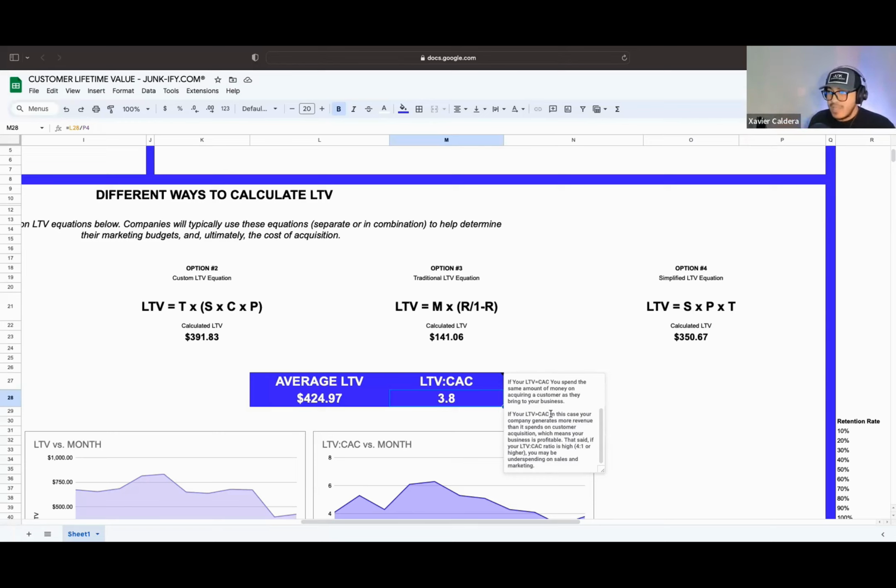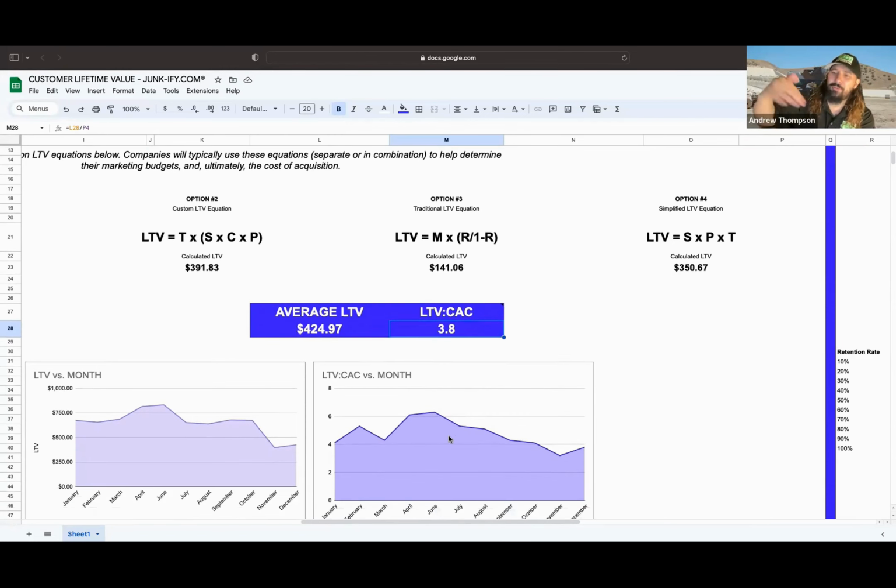Now, if your LTV CAC ratio is super high, let's say 4-to-1 or 5, you might be underspending on sales and marketing. Now you're a very conservative business owner who's like, man, I don't know if I should spend more. I'm good already. Probably you're underspending, which is good if you don't want to grow. But if you want to grow, you have to spend money. There is a quote that I really love from Ben Kennedy. He's a great marketer. He said, whoever spends the most money to acquire clients wins. So you have to spend money to acquire clients, but not too much and not too little. Make sure the ratio is right, then increase spending.